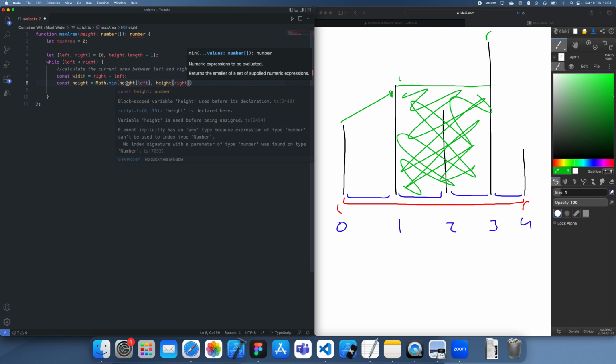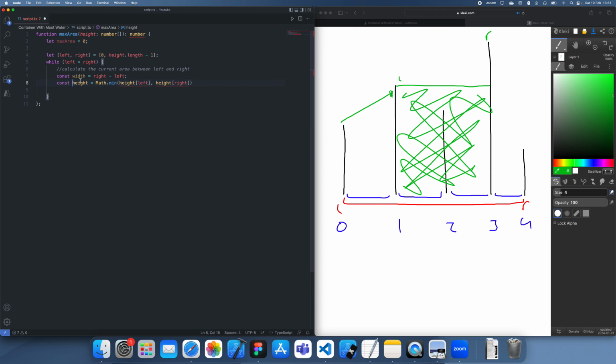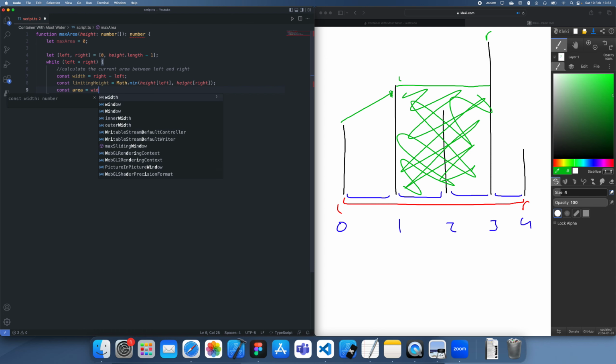Not sure why height isn't getting detected. Oh, sorry, can't actually do that. Let's just call this limiting height, like so. Okay, and then the area of this portion bounded by left and right is just going to be pretty simply width times limiting height, like so. And that gives the area.